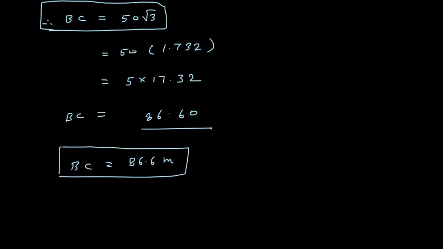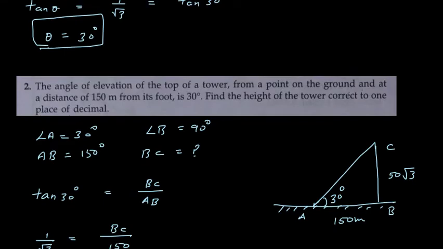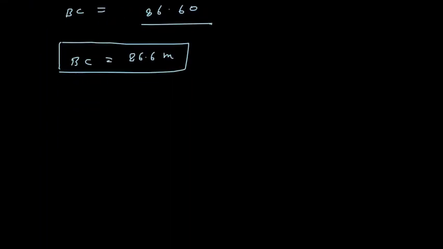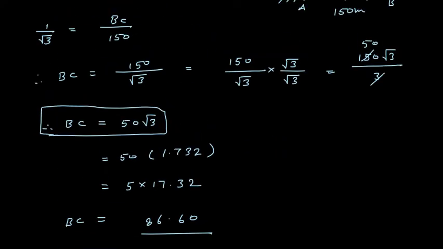This is the value of BC. Okay, so find the height of the tower. So therefore you will say that the height of the tower is equal to 86.6 meter. This is the height of the tower.